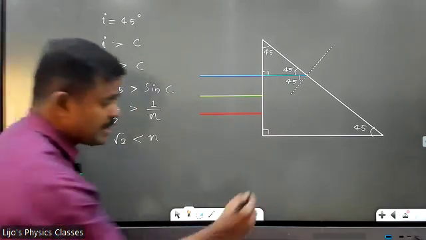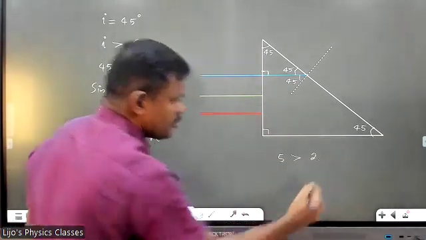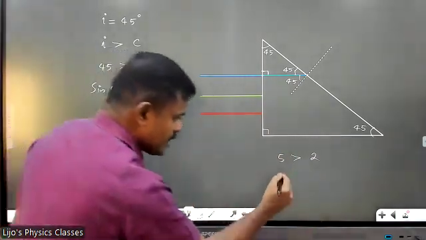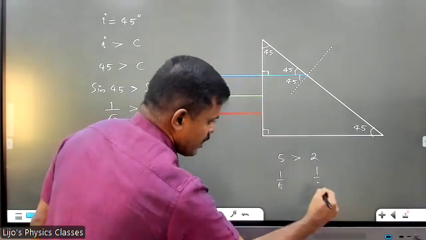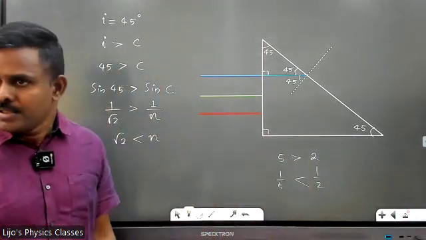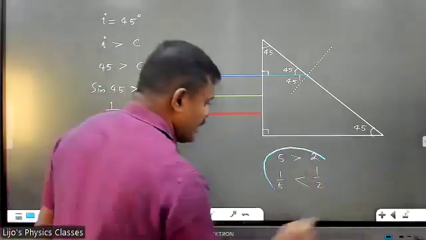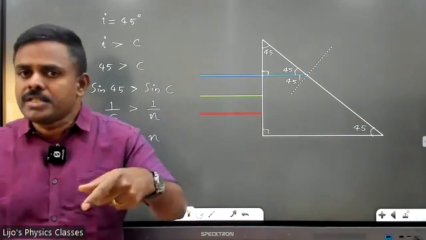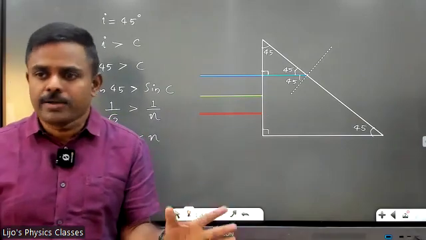Correct? Or see this, 5 is greater than 2. Am I correct? 5 is bigger than 2, right? And take the reciprocal, 1 by 5. Take the reciprocal, 1 by 2. 1 by 5 is less than 1 by 2. Understood? So, that is a rule of inequality. When you take the reciprocal, you got inverse. You got to change the direction of the inequality symbol.